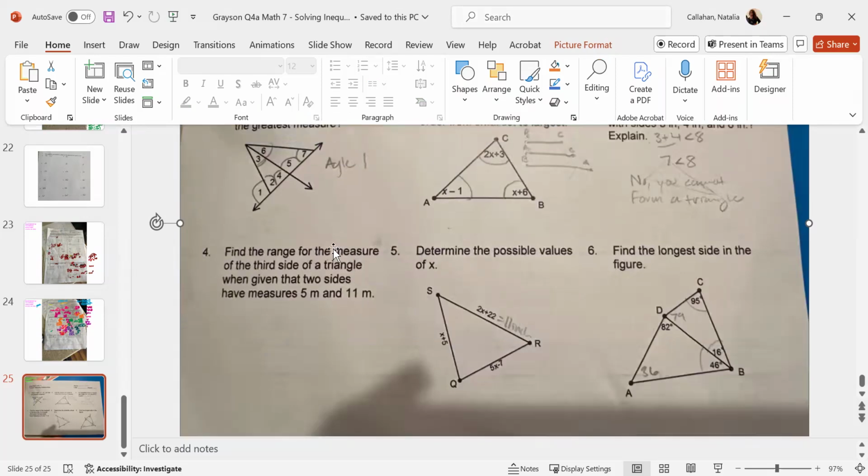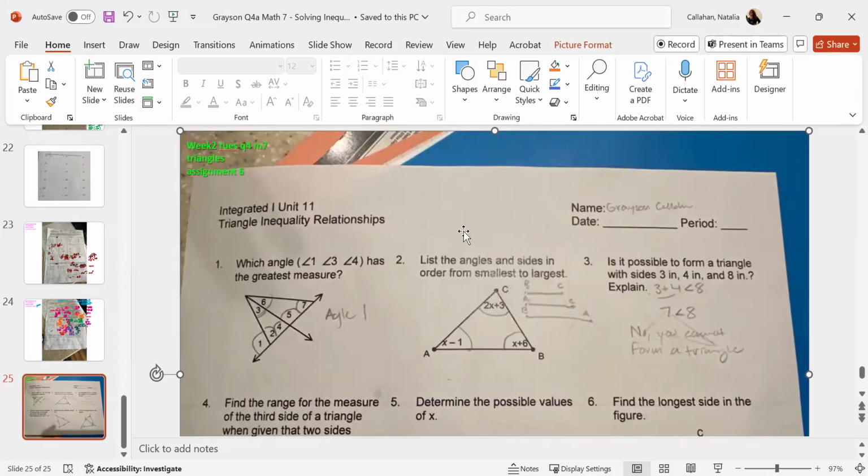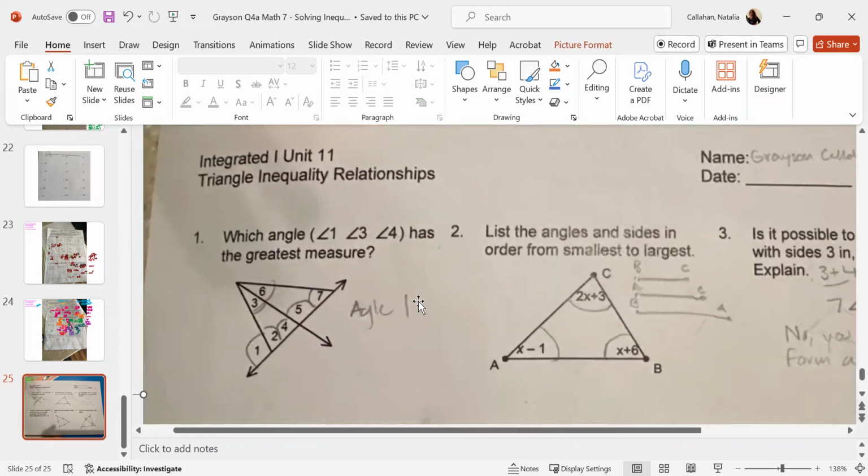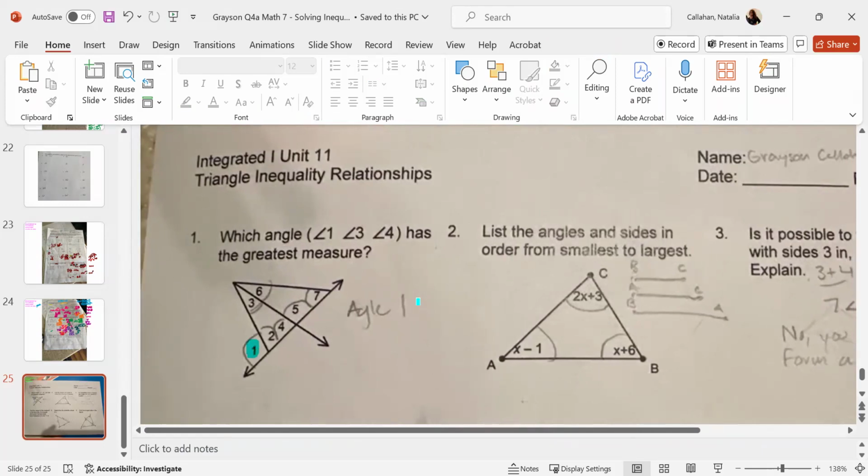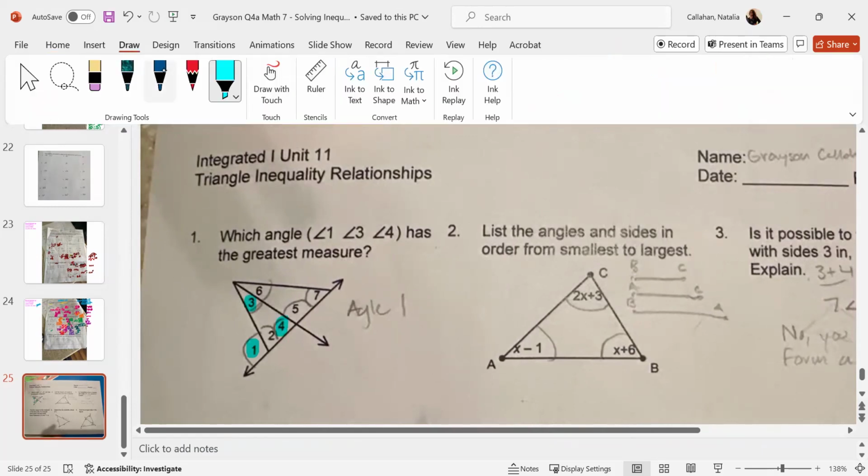Quarter 4, Math 7. This is the 6th assignment on triangle inequality relationships. It says which angle, either 1, 3, or 4, has the greatest measure. Well, if you look at it, doesn't 1 look like... you need to rewrite this angle. Well, actually, you don't have the right angle. Make sure you use a symbol.